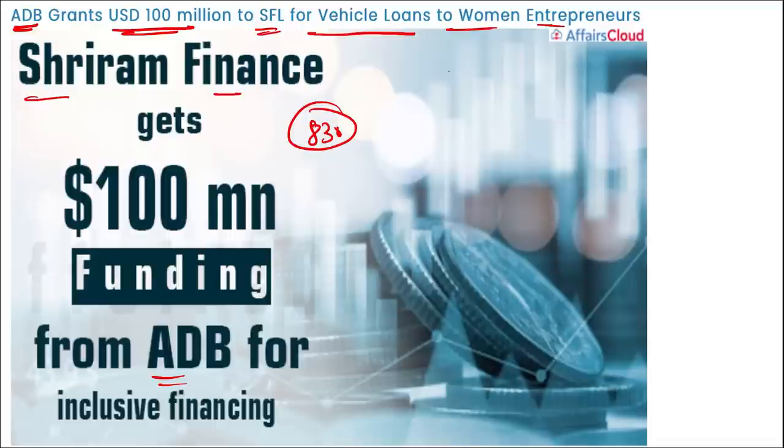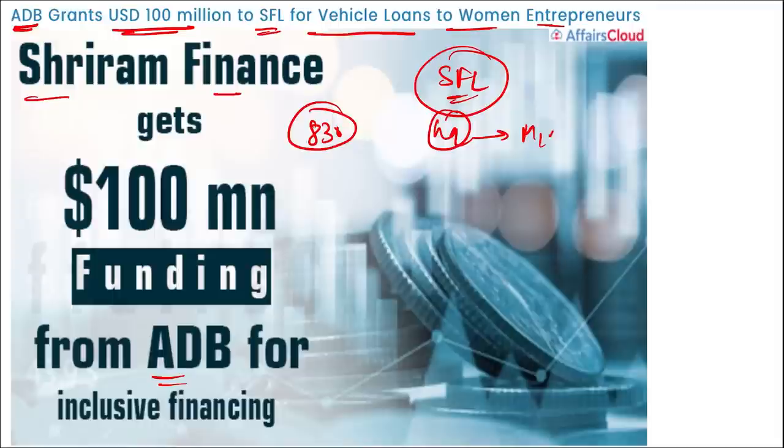Mark this. Then, if we talk about Shriram Finance Limited, who is the chairman here? Jugal Kishore Mohapatra is the current chairman and the headquarters of Shriram Finance Limited is in Mumbai, Maharashtra. So remember, it was Asian Development Bank that granted 830 crore rupees or $100 million loan to Shriram Finance Limited so that they can provide vehicle loans for new as well as second-hand cars for the women entrepreneurs.